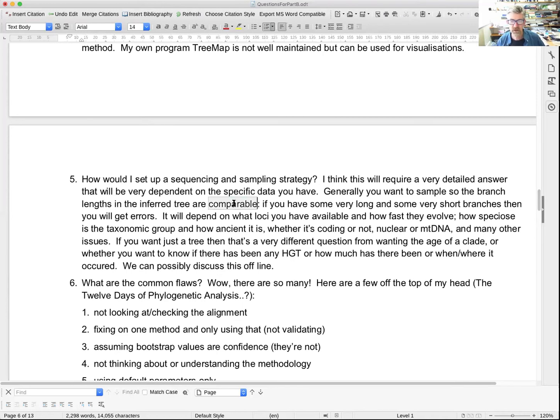So I've said comparable there. I sort of mean within a factor of 10 of each other. It was then shown, and has been confirmed many, many times, that if you have branch lengths in the true phylogeny that are extremely different from each other, say a couple of orders of magnitude different, then it's very likely to cause problems, because those short branches get swamped by the information coming from the long branches.